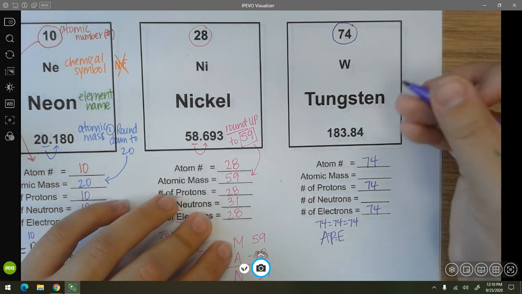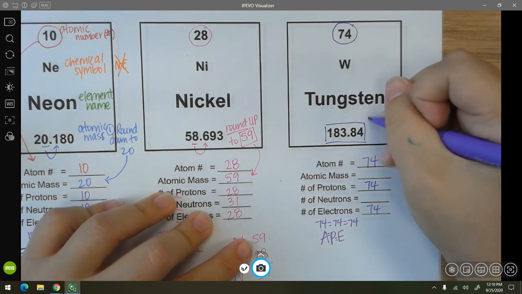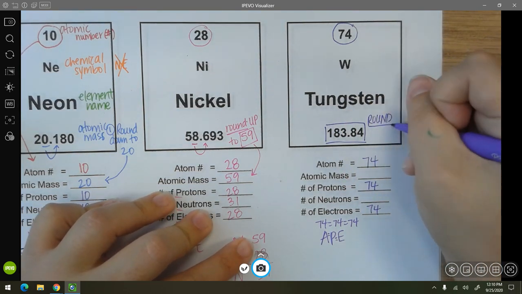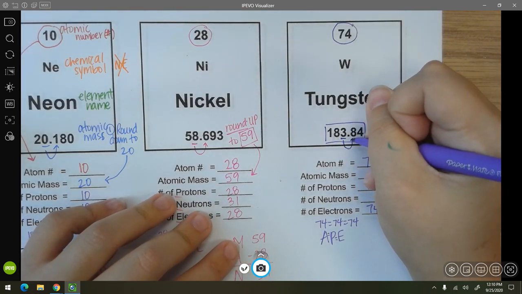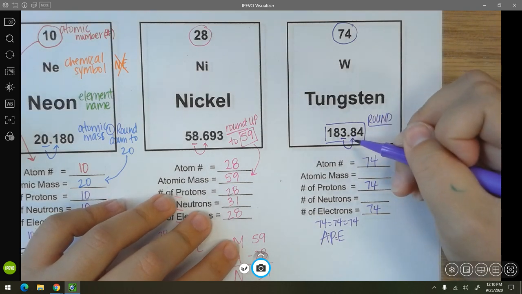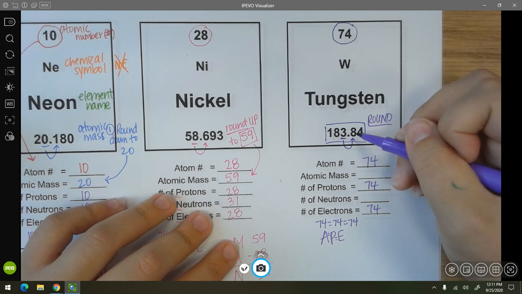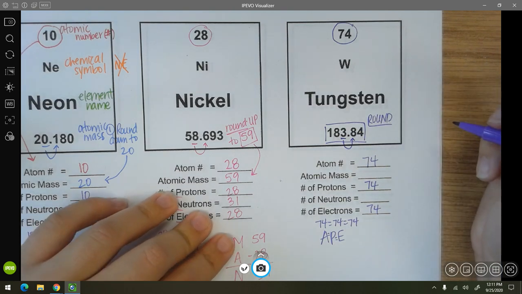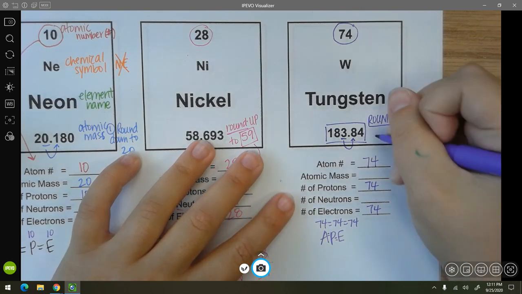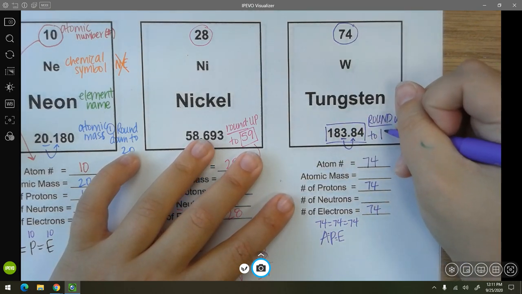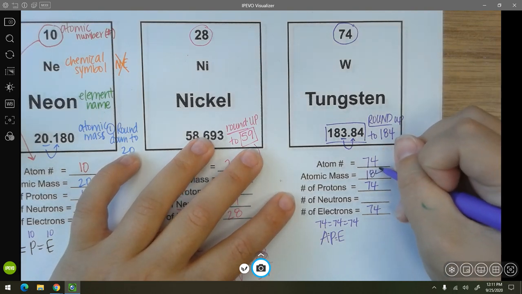Now we're trying to find the atomic mass. I'm going to box this one in. But I know I need to round. All right? And if I look at my ones place, I'm going to round to a whole number. So I need to look at my ones place, and I'm going to draw my arrow over to the right. And this is more than 5, so I need to round up. Okay? So I'm going to round up to 184. So my atomic mass is 184.